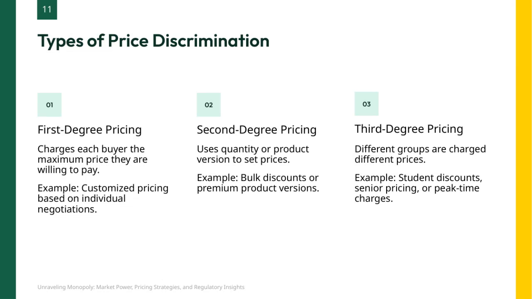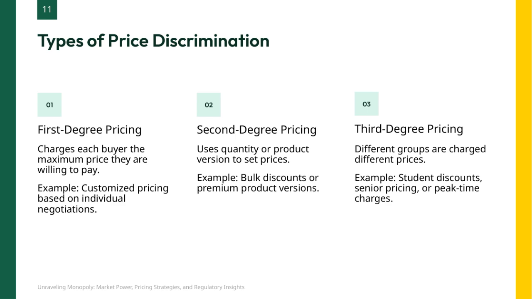First, let's talk about first-degree pricing. This strategy involves charging each customer the highest price they're willing to pay. It's highly personalized and often based on individual negotiations. For example, a car dealer might negotiate prices differently with each buyer. Next is second-degree pricing. This approach uses quantity or product versions to determine prices. Common examples include bulk discounts or charging more for premium versions of a product. Customers self-select based on their preference or purchasing volume.